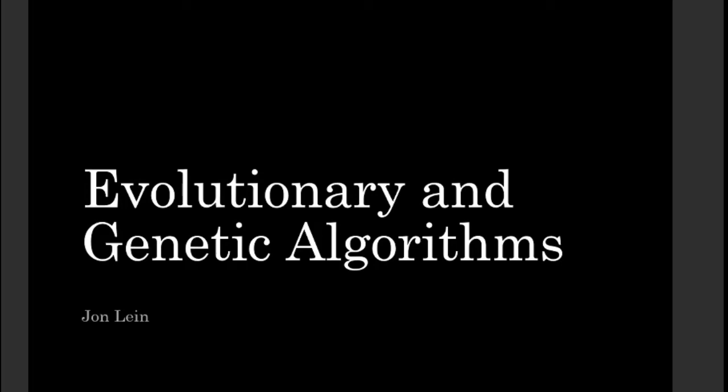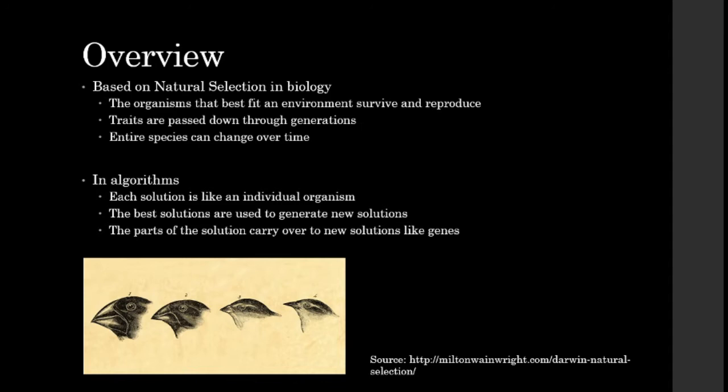Today I'll be talking about evolutionary and genetic algorithms. These algorithms are based on concepts of natural selection in biology, which states that organisms that best fit their environment are more likely to survive and reproduce. These organisms will have traits that help them survive, and these traits are passed down through generations, and with enough time, entire species can change to have some of these adaptations.